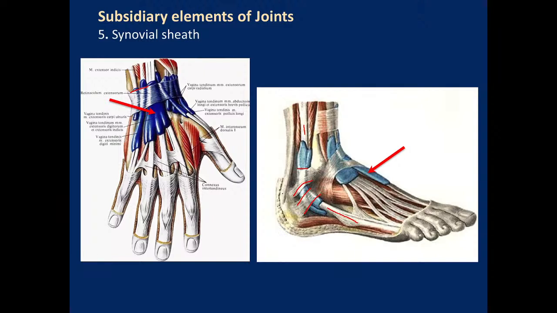To reduce friction, that is the synovial sheath. They are for reducing friction. They reduce friction in such joints.